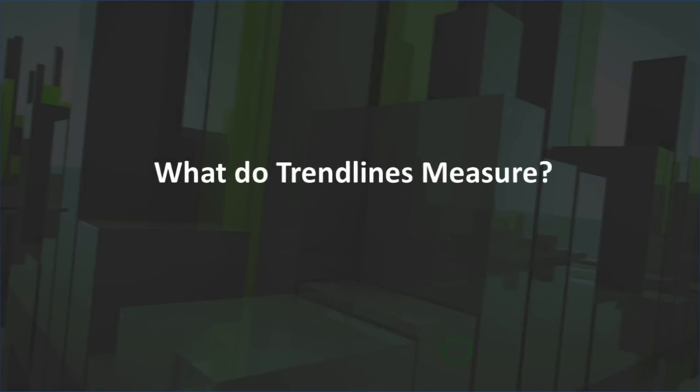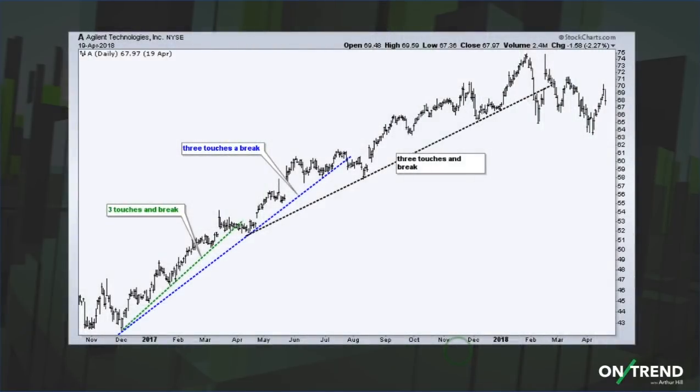So let's talk about trend lines. What do they actually measure? Now, there are different schools of thought out there when it comes to trend lines. I'm more of the Greg Morris school of thought, in that a slanted trend line basically just measures the rate of ascent with its slope. Nothing more, nothing less. When you break that trend line, the rate of change has changed.